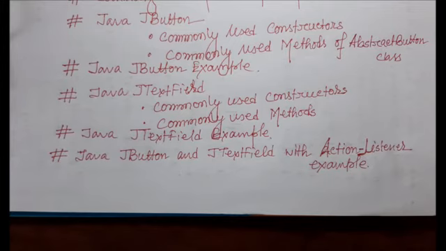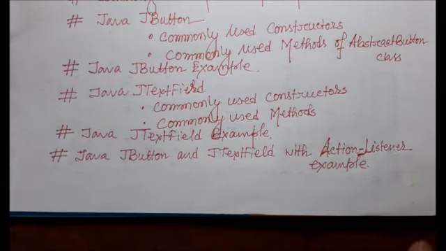And at the end I will combine the JButton and JTextField examples into a single example with the help of an action listener. That last example is very important, because most of the time you are not going to use only a single button or a single text field; you have to use multiple components in your window according to your requirement. So what kind of listener you are going to use with the JButton class or JTextField class is very important, and I will cover the last example in this lecture.